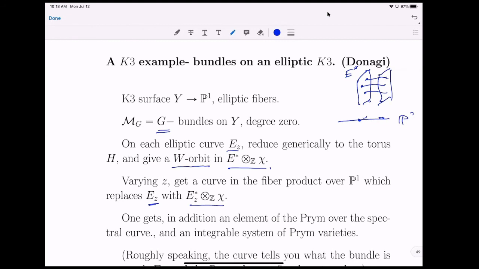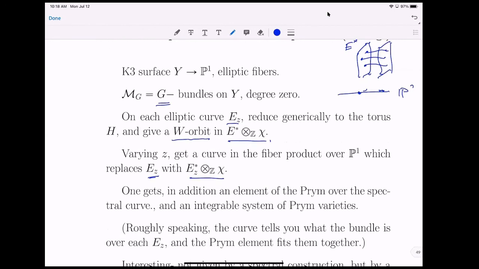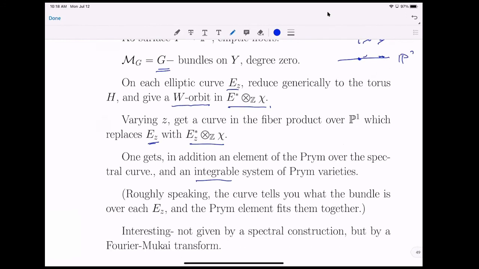So this is the sort of R+1 fold. You're going to get, in addition, an element of the Prym over the spectral curve, and you'll get an integrable system of Prym varieties. So roughly speaking, the curve tells you what the bundle is over each E sub z. And the Prym element, which is this sort of line bundle, tells you how they fit together holomorphically. So if you just had the curve, you'd just know what the bundle was on each elliptic curve, but the essential global information for fitting them together wouldn't be there.